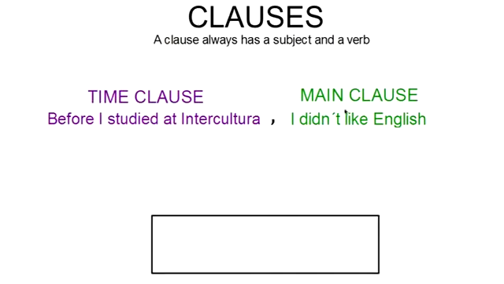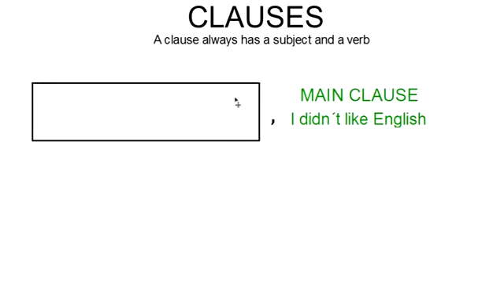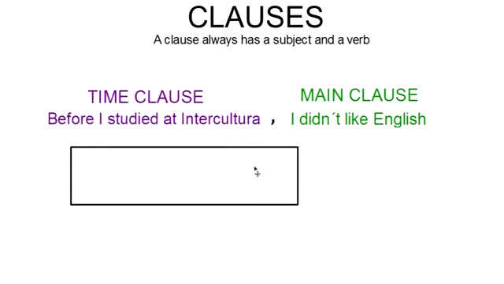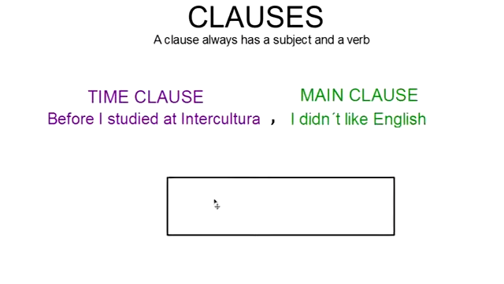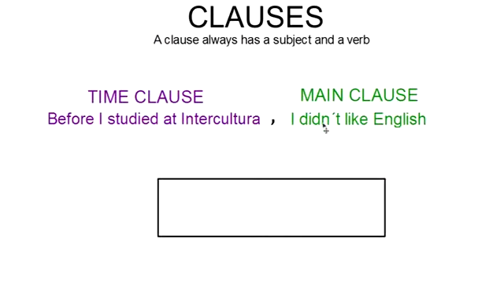Now, I call this my main clause because if I cover up my time clause and I say, I didn't like English, that's a complete idea and it does not need any more information. So that's why it's a main clause. It is independent. But if I cover my main clause up and I read this, it says, before I studied at Untitled, and I get the idea that I need something more. I need to finish this idea. So my time clause is very dependent, right, on my main clause? So we're going to look at time clauses and main clauses today.